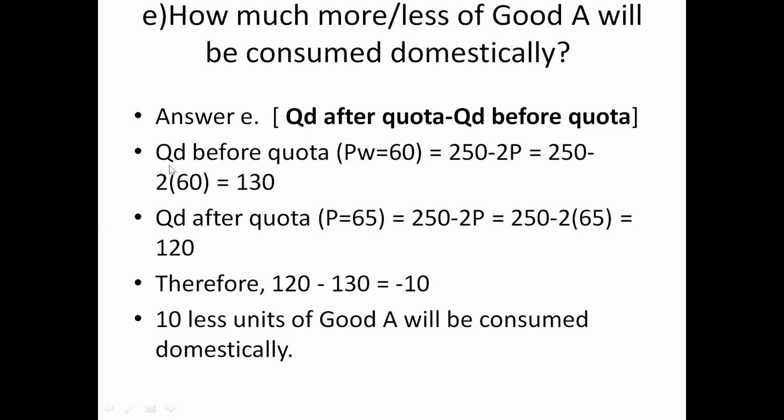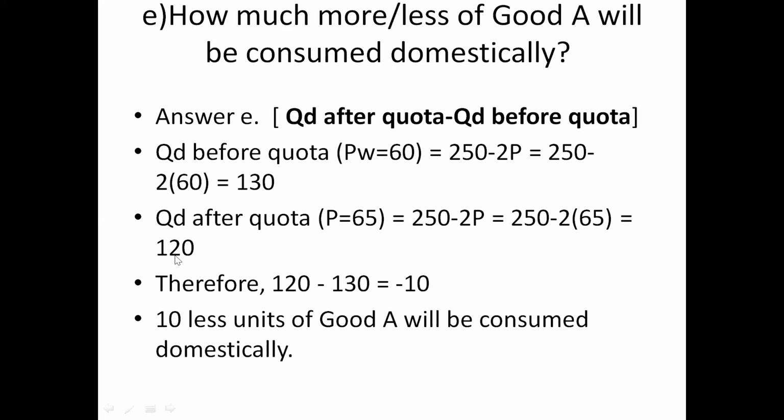So we find out the quantity demanded before quota by putting the price before quota, which was 60, into the demand function. So 250 minus 2p, and if we put p equals 60, we get the quantity demanded before quota, which is 130. Next is quantity demanded after quota. We simply put price equals 65, which is the new price after the quota is imposed, and we find out the quantity demanded from the demand function, right?